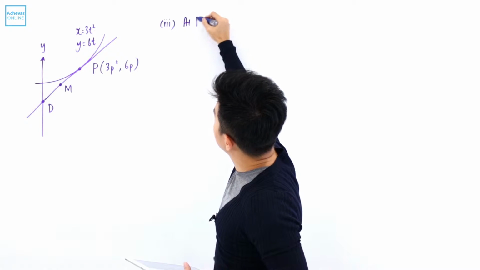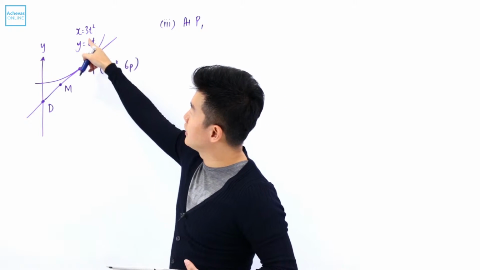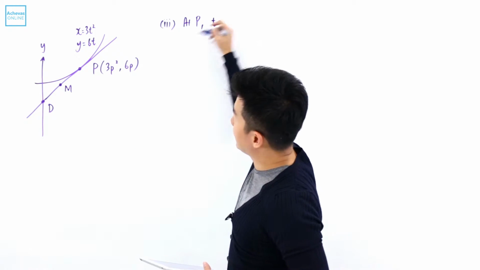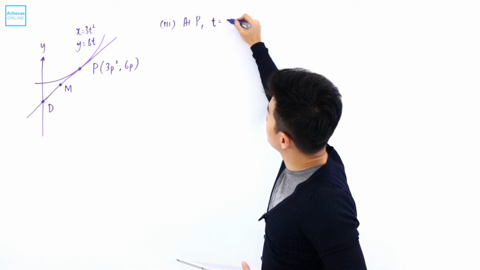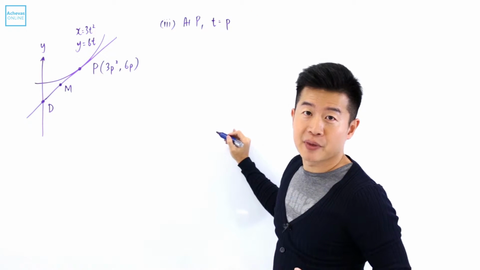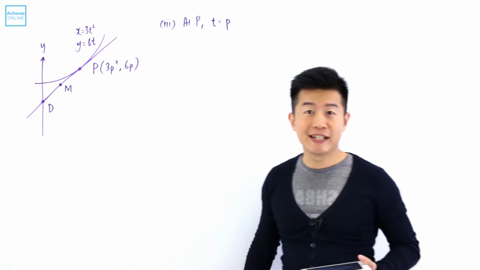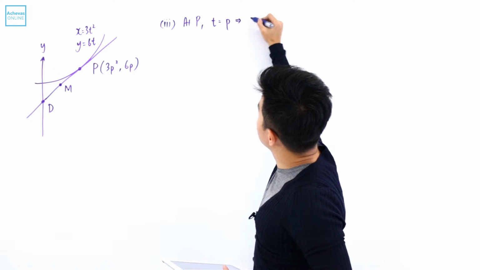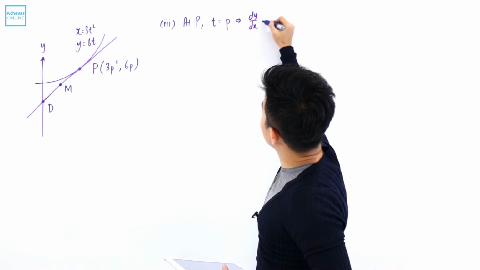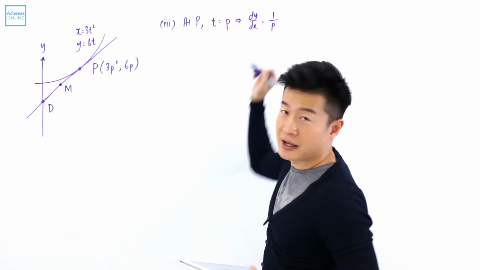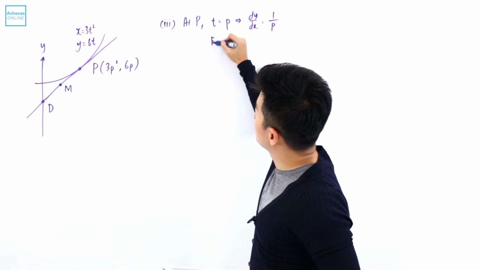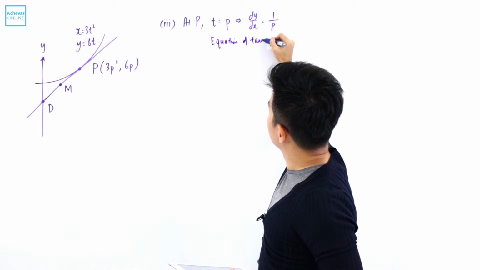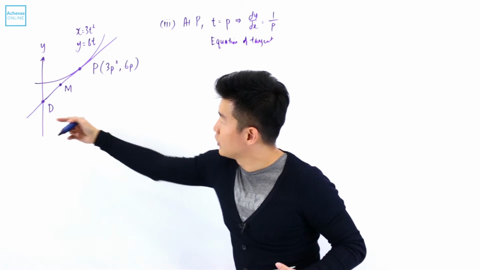At this point P, comparing the x coordinate to the x and the y coordinate to the y, I can see that the parameter at this point P is equal to p. And from the previous part of the question, dy/dx is 1 over t, which means that at this point, dy/dx is going to be equal to 1 over p. And what I want to do is to also find the equation of the tangent. We want to find the equation of this line.